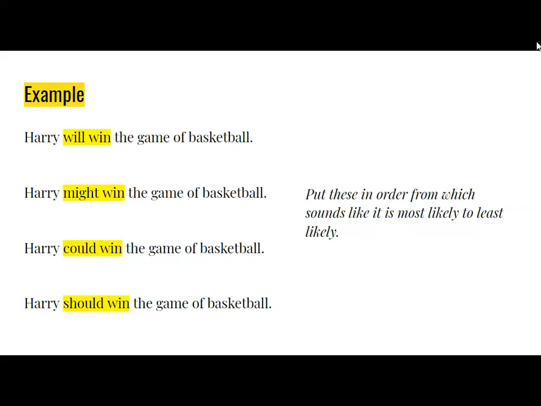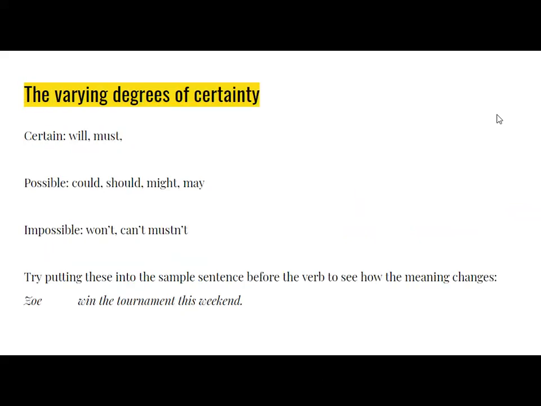And again, for the last one, Harry should win the game of basketball. Now, saying he should do is more likely than he could do. So he should win it. It's more likely than not he could win it. But it's still not absolutely certain. There might be an upset, there might be an injury, something else might happen. So I hope you can see that by using different modal verbs, will, might, could, and should, I change the meaning of the verb. I change the probability that I think it will happen.